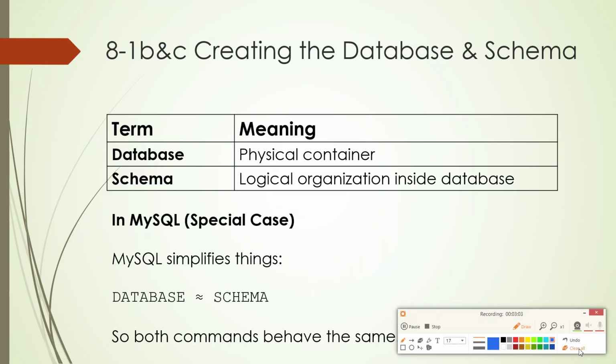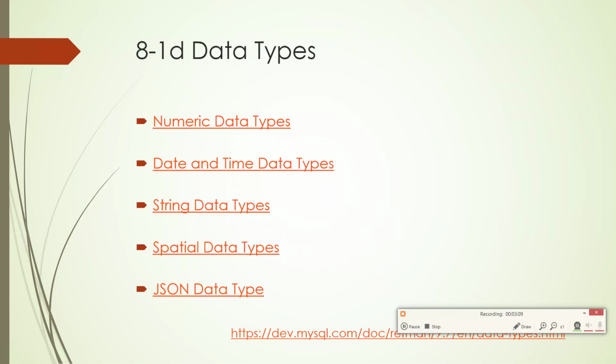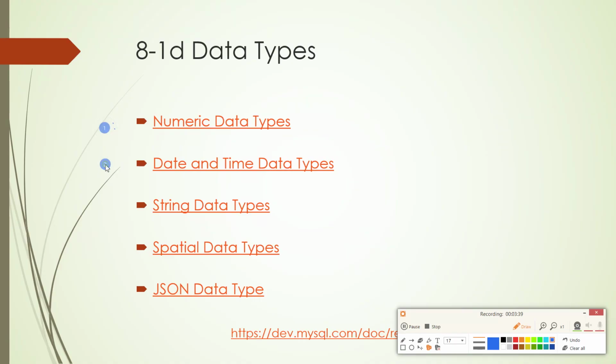When we are creating a database and then creating an object, a table inside a database, we need to understand what kind of data we will have to store. For that, different kinds of data types are available. Many data types are available, but here one category that we can see is numeric, date and time, string, special, and JSON, and we are going to explain them briefly in the subsequent slides.